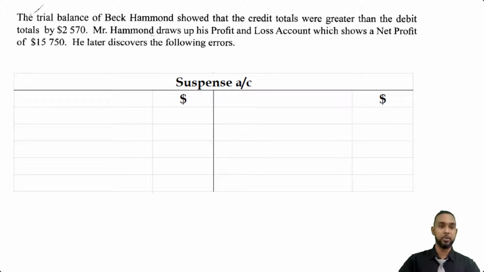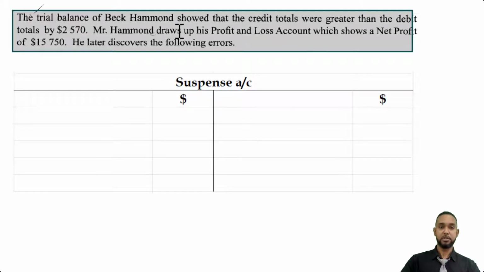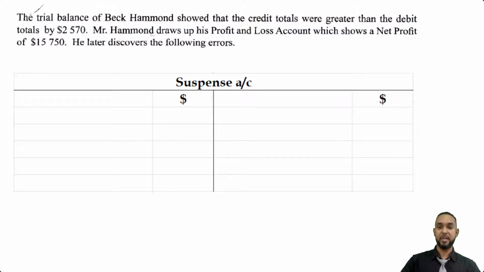Okay, so back to what we are doing now. So first things first, we are going to put into the suspense account the difference as per trial balance. In the opening paragraph, they told us that the credit totals were greater than the debit totals by $2,570. So if your credit side is greater than your debit side, you're going to need an item on the debit side in order to make it equal to the credit side. So in other words, your suspense account is going to have a debit balance at start. Balance as per trial balance, $2,570.